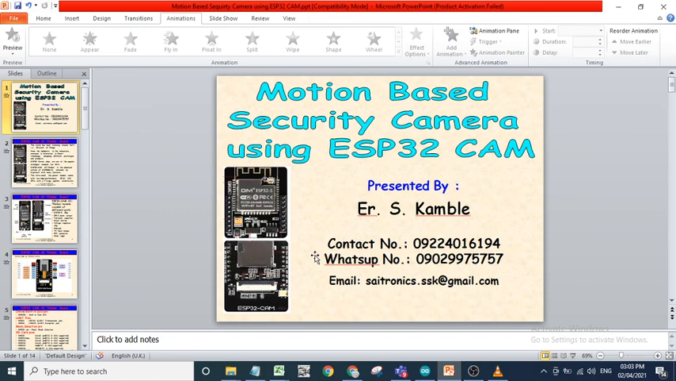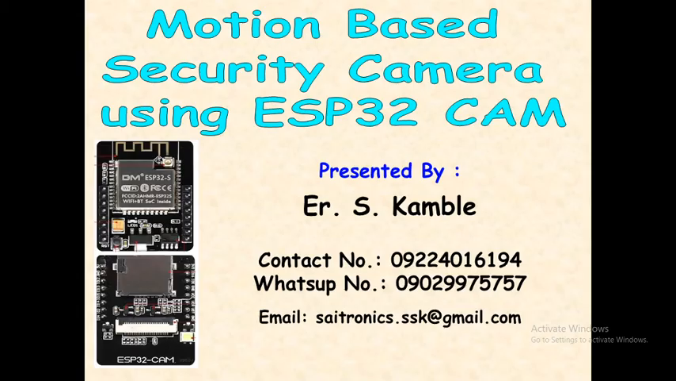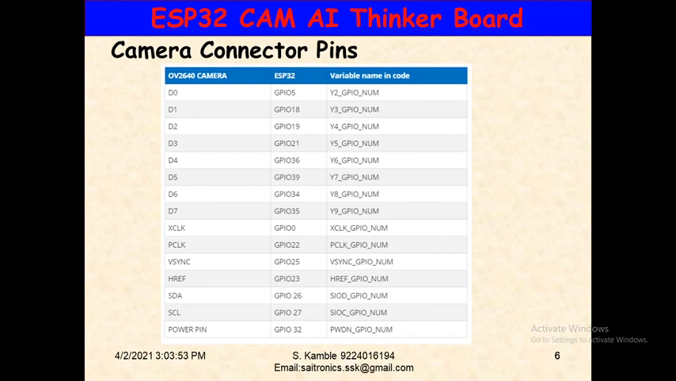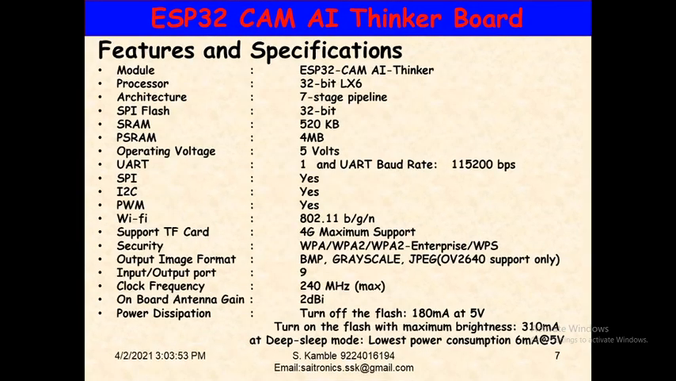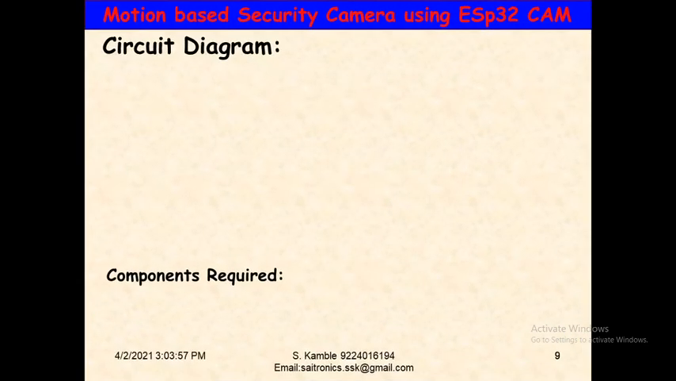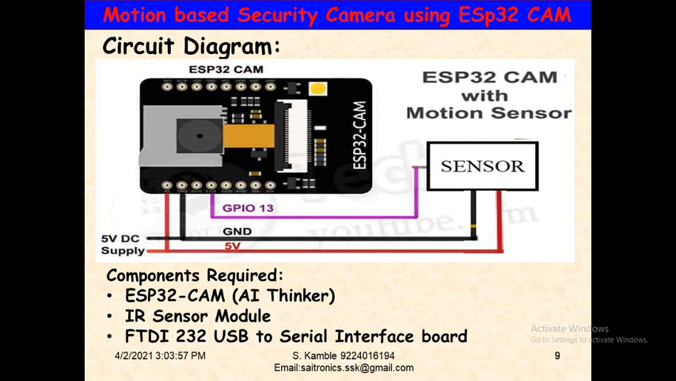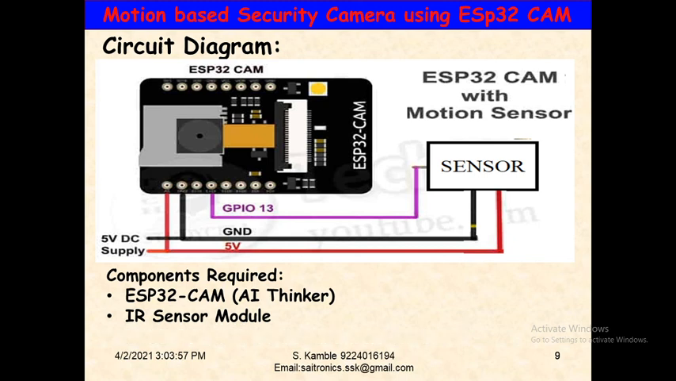So this is the motion based security camera using ESP32, and if you want to make your system, see the circuit diagram or components required. You require only ESP32 cam and IR sensor. FTDI is optional. Once it is programmed, no need to use FTDI. You can use any 5-volt power supply. So the only components required are ESP32 and IR sensor.